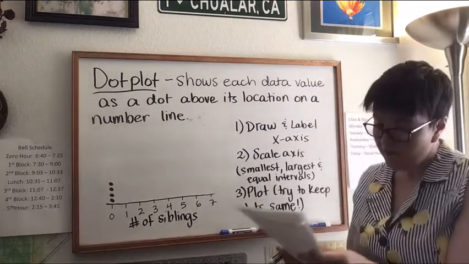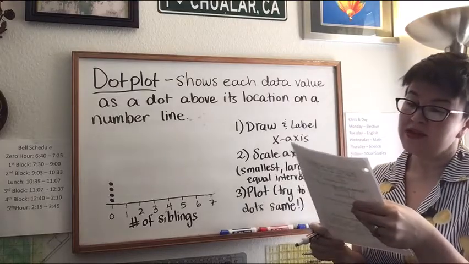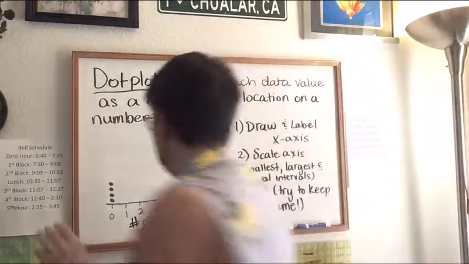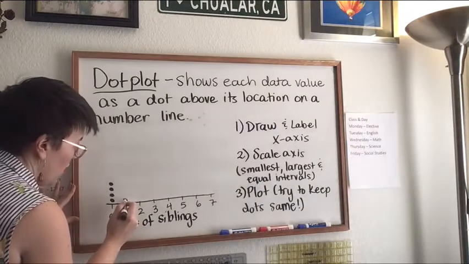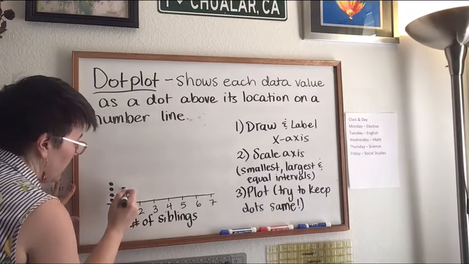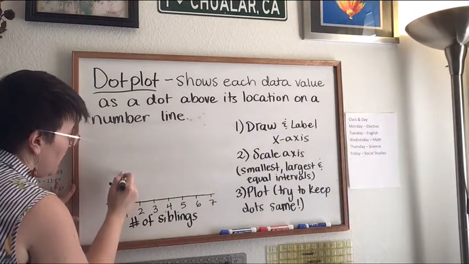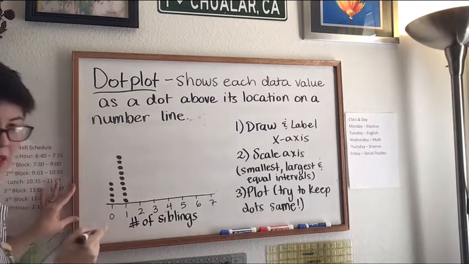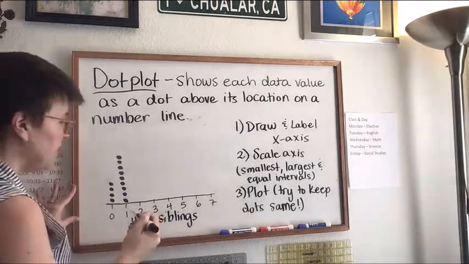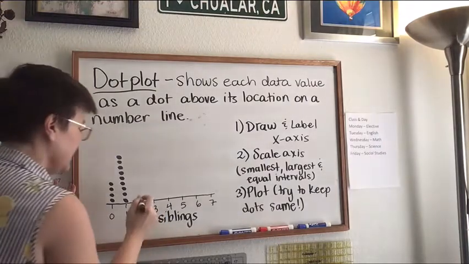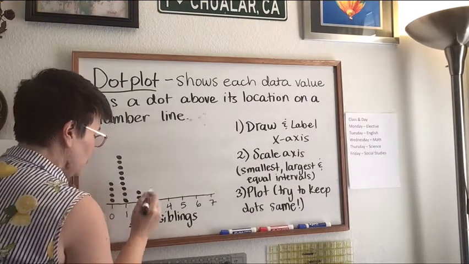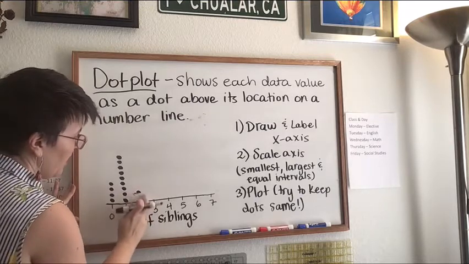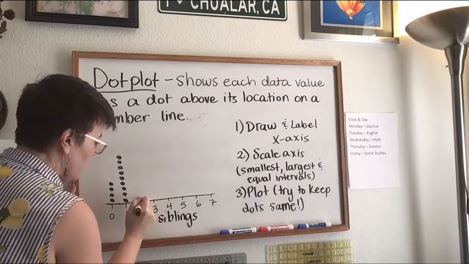All right, so then for one sibling, let's see, it looks like I've got about 9 people. So I'll go 1, 2, 3, 4, 5, 6, 7, 8, 9. Then for 2, I have about 6. 1, 2. Now notice I got a little bit off here, so I might come back and erase it. You don't have to be perfect, just do your best.